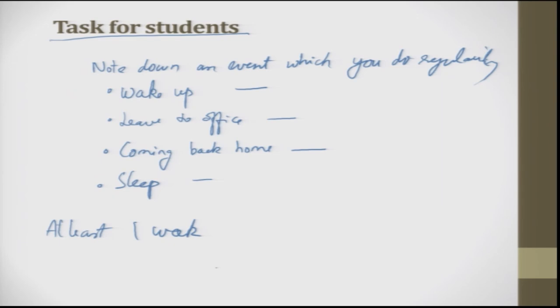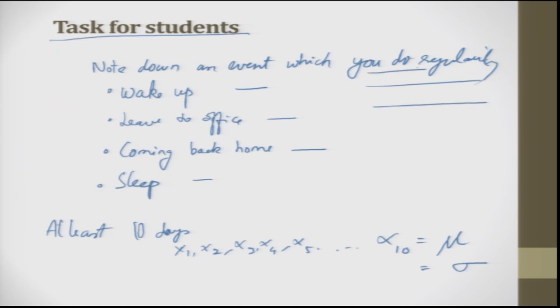After you take the data, so then what will happen? Not 1 week, you take for 10 days. 1 week is too small, at least 10 days you take. So, you will have x1, x2, x3, x4, x5 going up to x10. You try to calculate the mean and then you also try to calculate the sigma for this data. Then you plot a control chart saying what is your upper critical level, what is your lower critical level, what is your mean, and daily at what time you wake up.